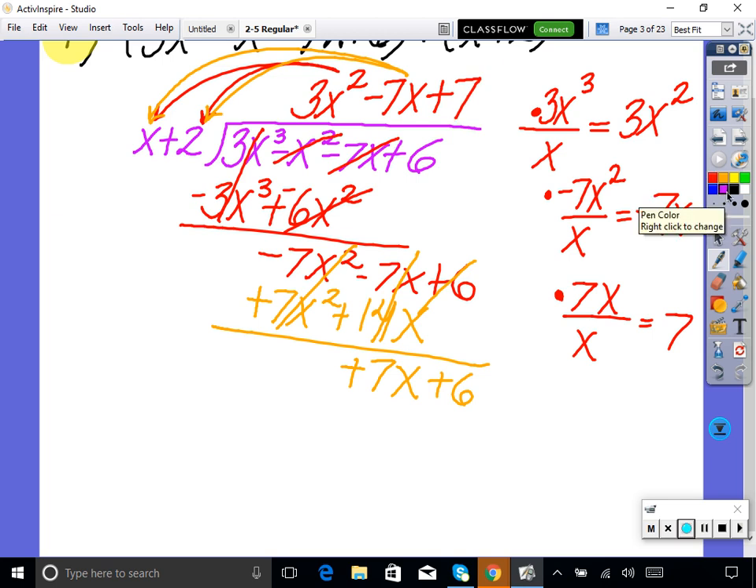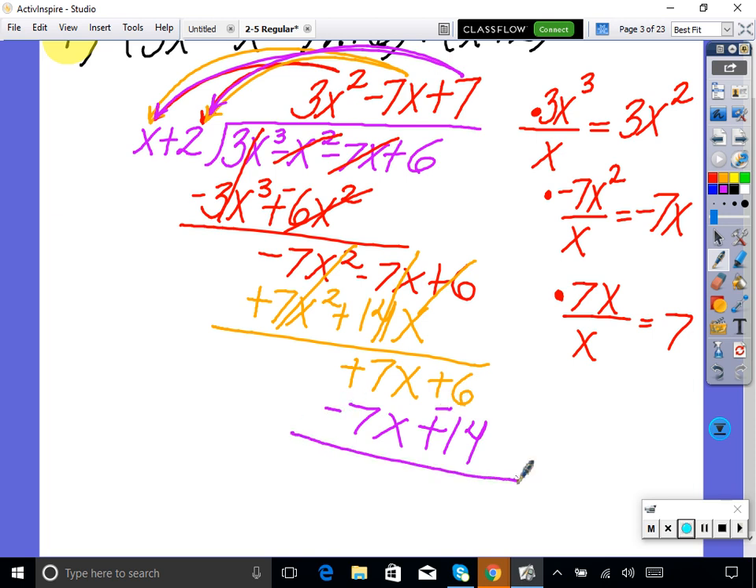And now multiplying that back down. Positive 7 times x. Positive 7 times positive 2. Positive 14. Change the sign. Change the sign. Add straight down. Gone, and negative 8. Now look, negative 8 divided by x can't do it. That must be my remainder.